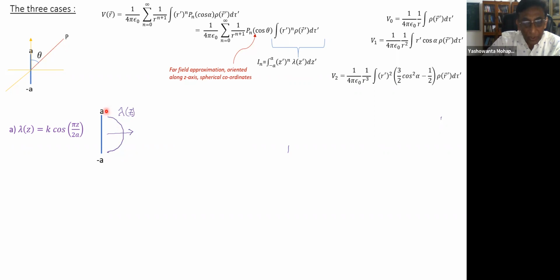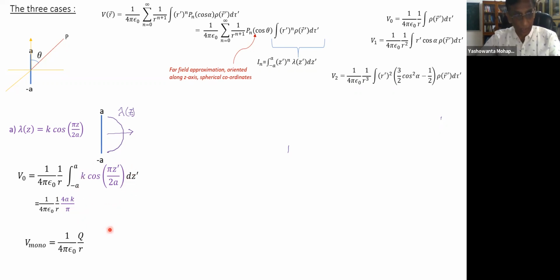So V naught is 1 by 4 pi epsilon naught, 1 by r, integral from minus a to a; I simply plug this in, k cos pi z by 2a dz. This integral is straightforward from minus a to a. The constant k comes out, and the integral is 4ak by pi. So the monopole term is 1 by 4 pi epsilon naught, q by r. That is the leading term.